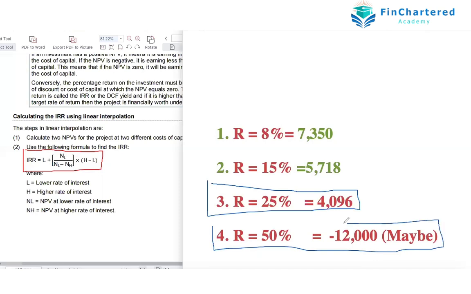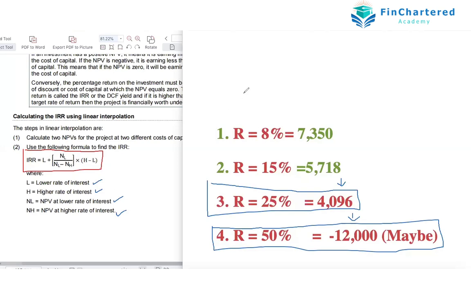So you take two rates, the lower and the higher, where L denotes the lower rate and H denotes the higher rate. According to my example, L is 25%, H is 50%. Obviously, for the lower rate there will be one NPV, and for the higher rate there will be one NPV. In my case, the lower rate NPV was 4,096, so I will call it NL, the NPV of the lower rate. And NH is the NPV of the higher rate. So you need these four ingredients, that's all, and you can easily calculate IRR.